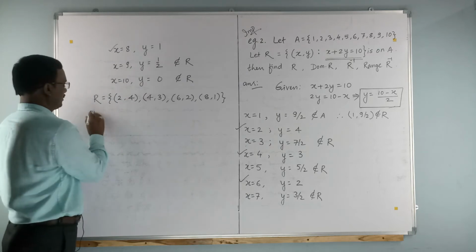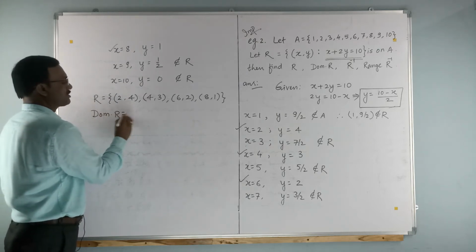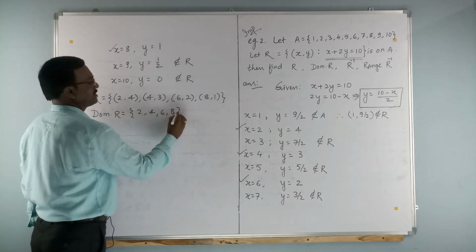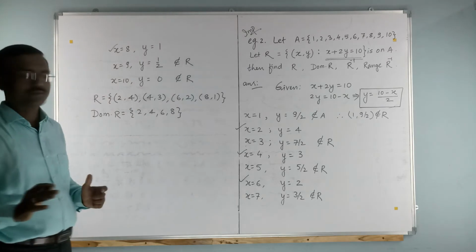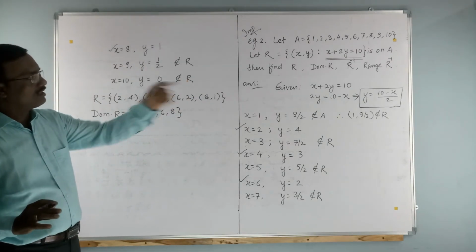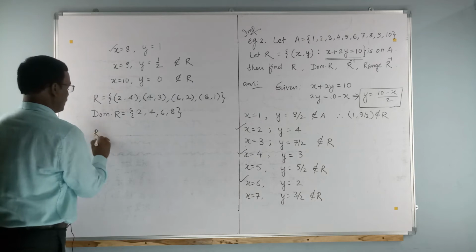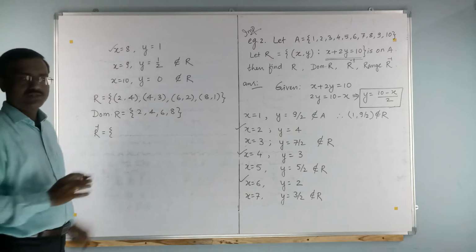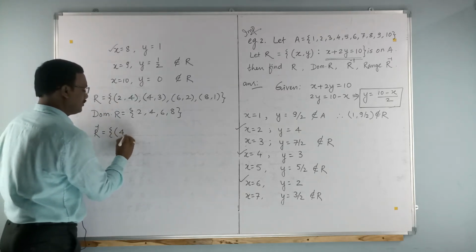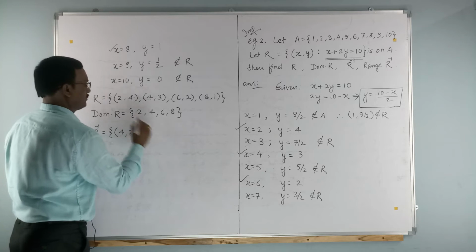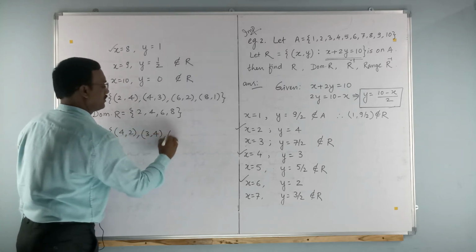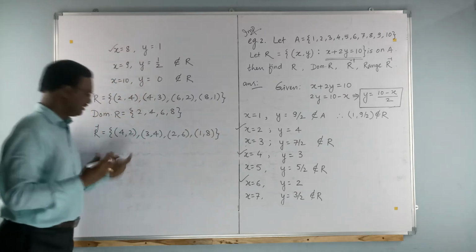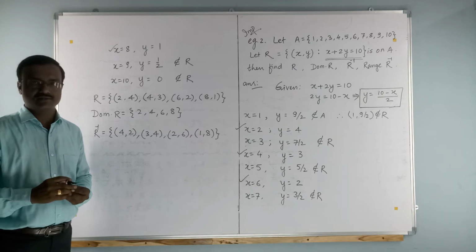Then the domain of R. Domain of R means the set of all first components. That means this is 2, 4, 6 and 8. This is the domain of R. Next is R inverse. In R inverse, we have to just reverse the elements in R. So R inverse will be 4, 2, 3, 4, 2, 6 and 1, 8. This is simply the R inverse relation.